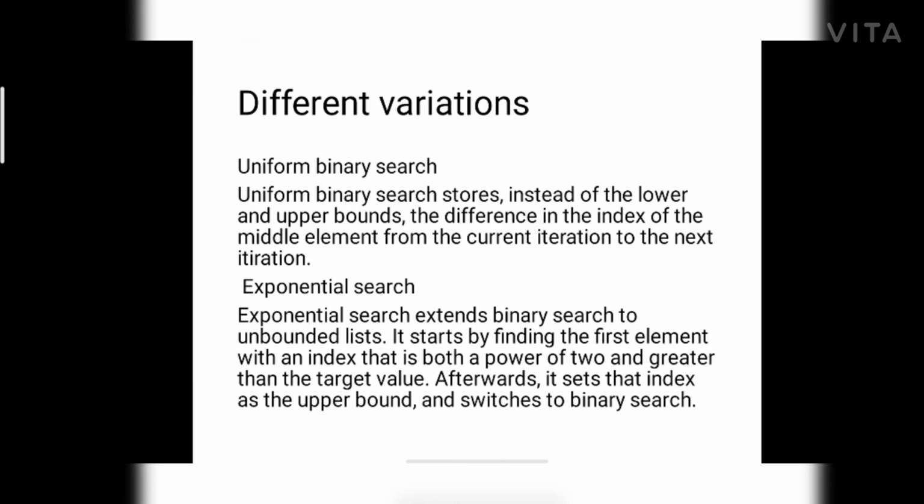Exponential search extends binary search to unbounded lists. It starts by finding the first element with an index that is both a power of 2 and greater than the target value. Afterwards, it sets that index as the upper bound and switches to binary search.